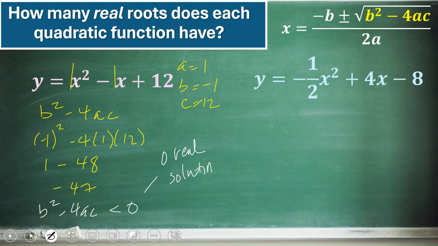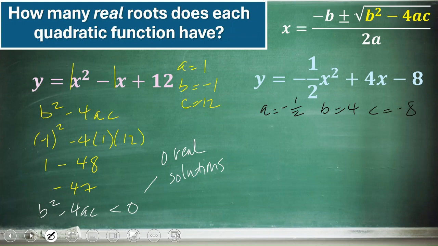So that means that this graph of this parabola is not going to intersect at all with the x-axis. All right, let's do the next one. So here I'm going to go ahead and write out my a, b, and c. So a is -0.5, b is 4, c is equal to -8.